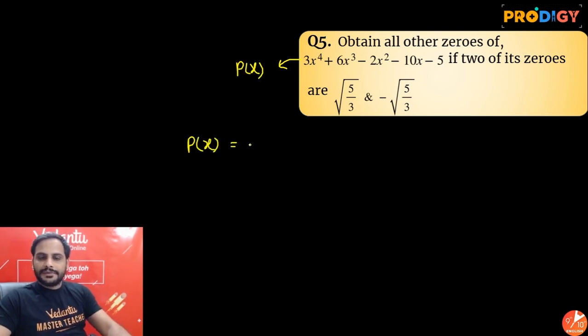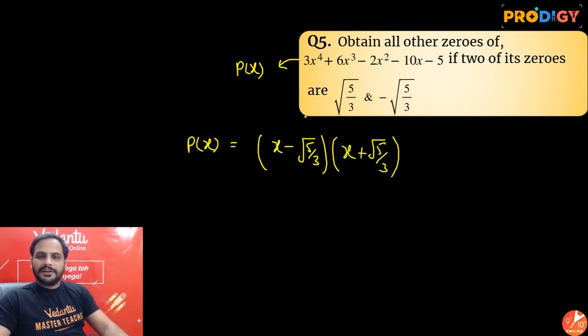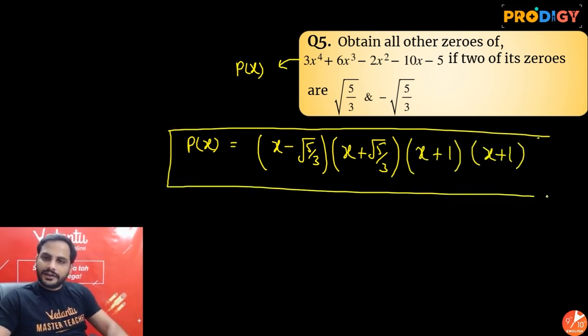Factorization of this polynomial p(x), we have got it as 1/3 times (3x² minus 5). Either you can write 1/3 times (3x² minus 5), or since I am doing factorization, let us write it in the most basic form, which will be (x minus root 5/3) into (x plus root 5/3). Multiplication of these two is 1/3 times (3x² minus 5) into (x plus 1) into (x plus 1). This will be the factorization.